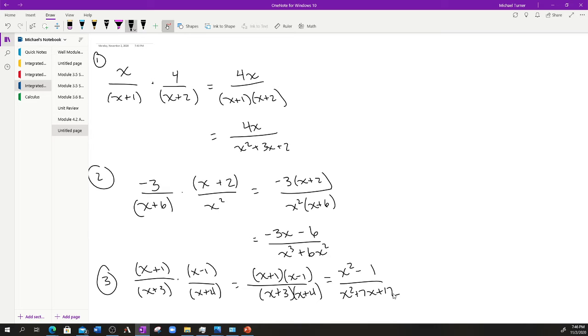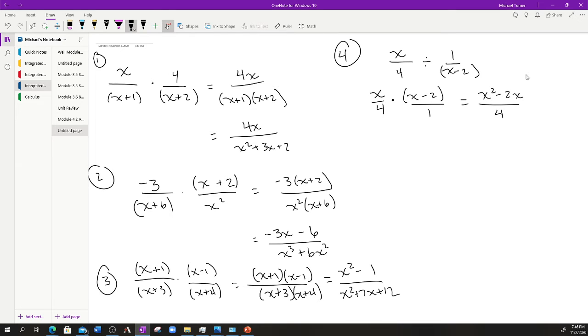So that's all pretty straightforward in terms of multiplying. Same would be true of division. So if I had x over 4 divided by 1 over x minus 2, for example. Again, multiple techniques we can use, but most common when we're looking at fractions is keep, change, flip. So you keep the first fraction, you change the operation to multiplication, and you would flip that second fraction. Once you do that, you're going to multiply straight across. So here I end up with x squared minus 2x, and in the denominator I have 4.